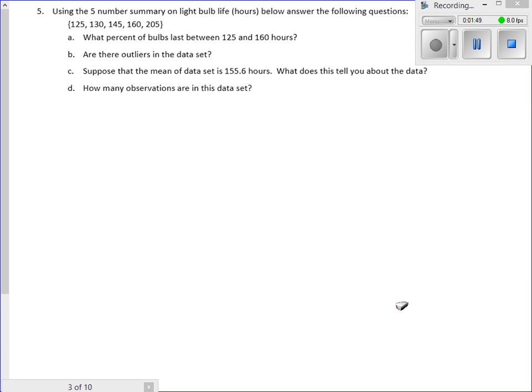Using the 5-number summary, let's take a look at this. So what percent were between 125 and 160? So this would be the minimum up to 160, which is Q3. Well, that would represent 75% of the data.